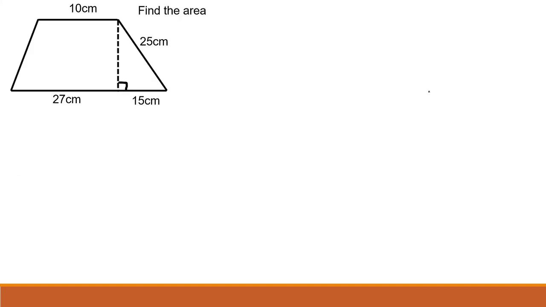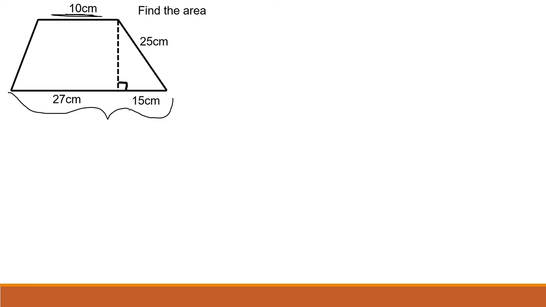So for example, here's a trapezoid. I want to find the area. Well, I need the height in order to find the area, and I don't know that yet. I know that base 1 is 10. I know that base 2, which is this entire length here, is whatever 27 plus 15 is, right? Because I want the entire length. I just don't want 27 and 15.